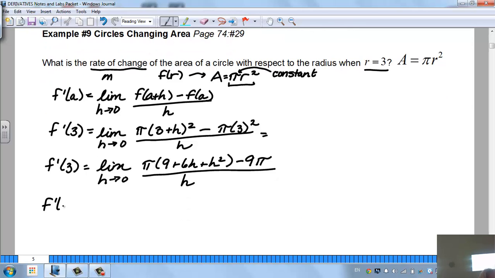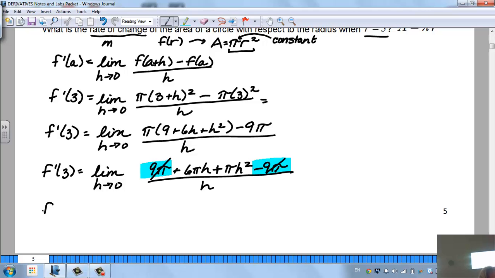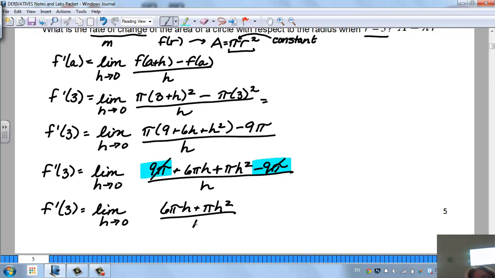Let's continue down. F prime of 3 is the limit as h approaches 0 of 9 pi plus 6 pi h plus pi h squared minus 9 pi all over h. And again, you'll notice how this is canceling out, which happens every time. So I end up getting f prime of 3 is the limit as h approaches 0 of 6 pi h plus pi h squared all over h.